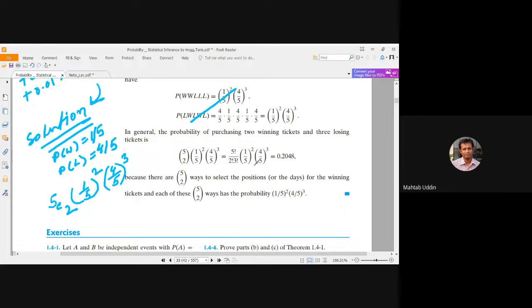The story ends here. Is there any need to write so much? Did you understand? Sir, last line, sir, I did not understand 5C2, a little in Bengali, sir. Out of 5 tickets, you have to take 2 winning tickets. So it can be possible in this way. Clear?